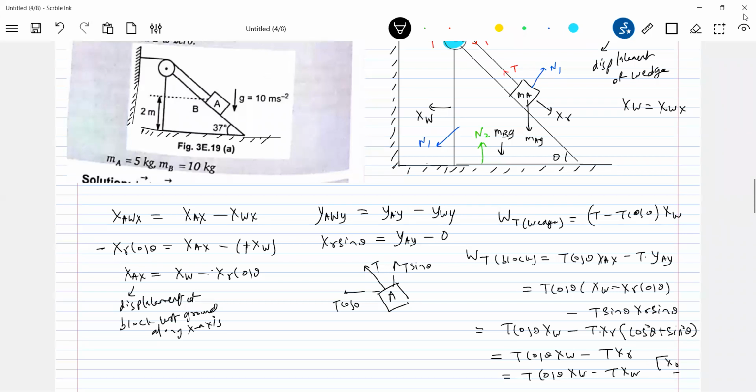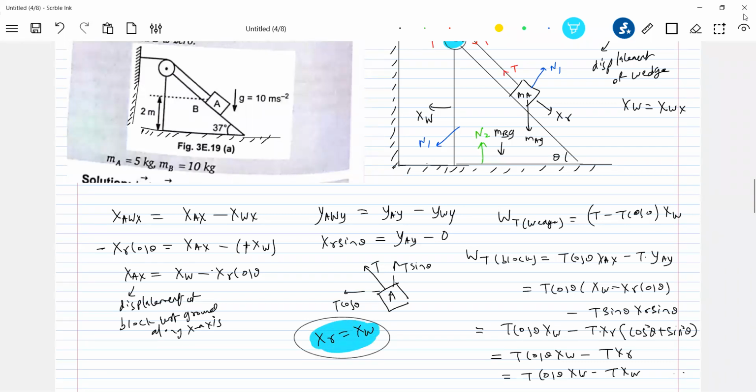Bracket. Why, sir? Constraint equation here. XR equal to XW, no? Already we have assumed it. Constraint equation.